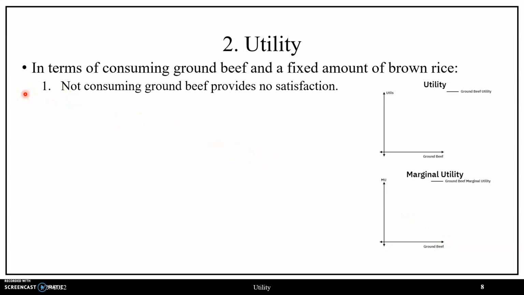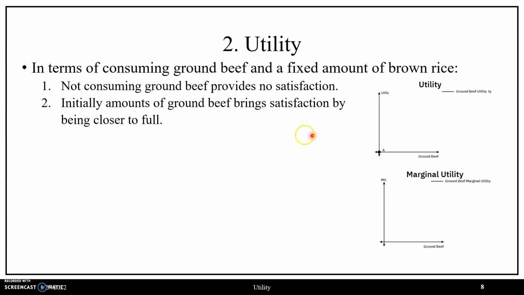By not consuming ground beef, no satisfaction is provided to the consumer. So in terms of utility, we can represent this with point A: 0 ground beef consumed, 0 units of utils, so 0 satisfaction.